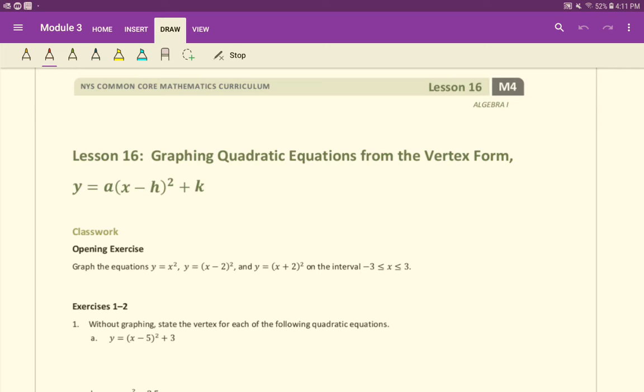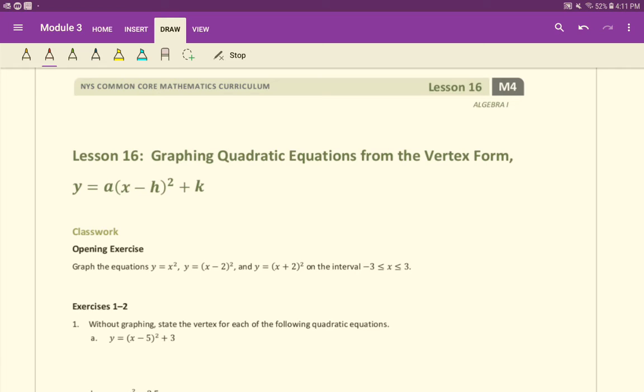Module 3 is all about quadratic equations and functions, and today we are going to be looking at graphing quadratic equations from the vertex form, which is that right there, y equals a times x minus h squared plus k. You should have the notes provided by your teacher, the student edition of the notes, and you can fill these in as we go through.